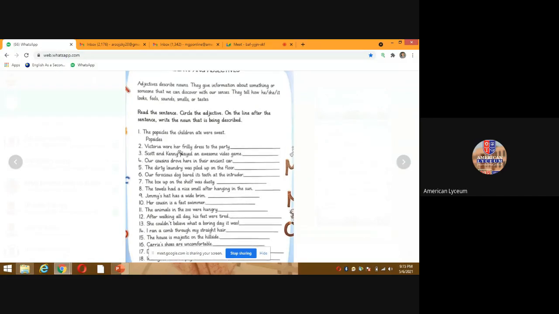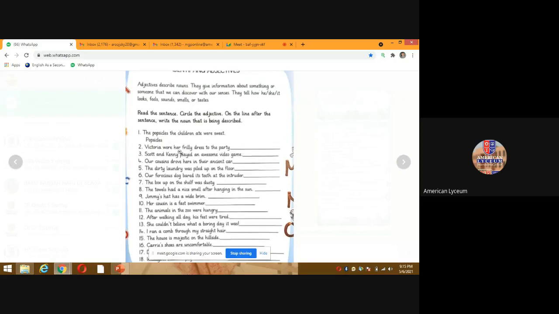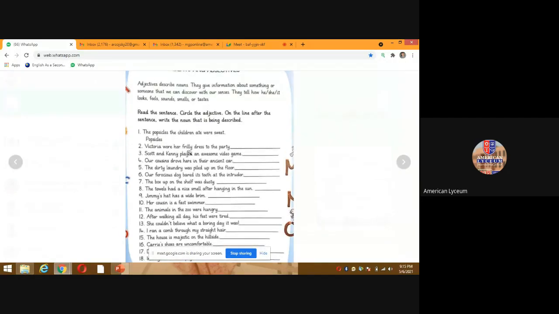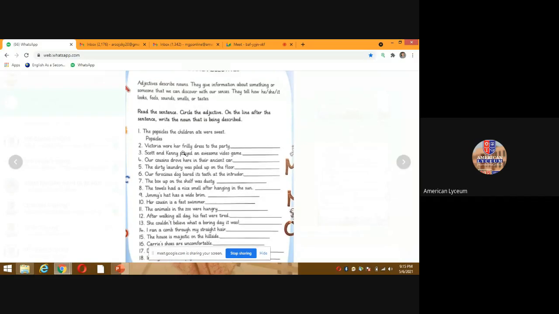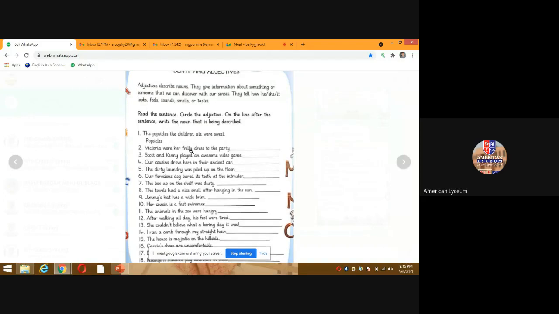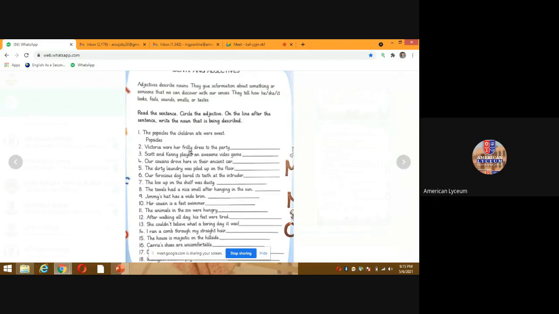Victoria wore her frilly dress to the party. So tell me what is the adjective here? Frilly is the adjective.